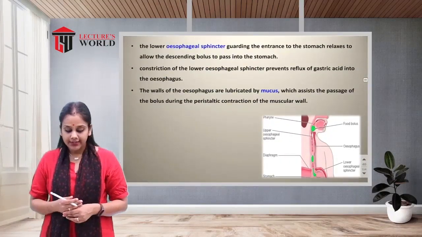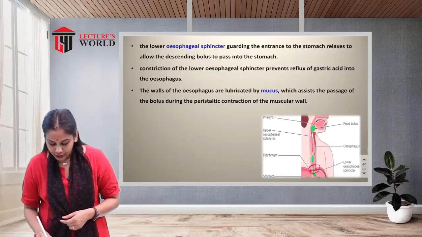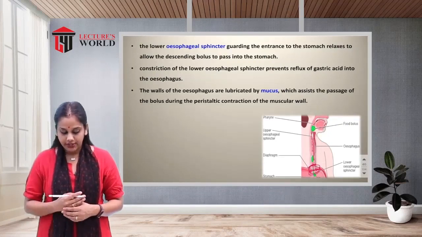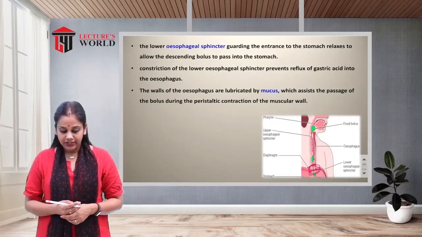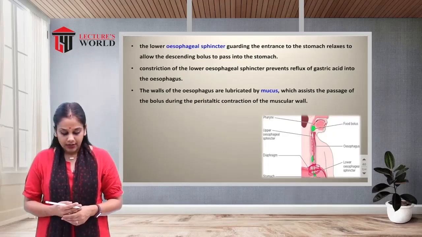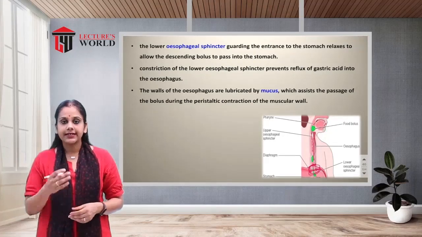The lower esophageal sphincter. See, this is the lower esophageal sphincter. This is the valve between the esophagus and the stomach. This is the sphincter. The lower esophageal sphincter guards the entrance to the stomach and relaxes to allow the descending bolus to pass into the stomach. Means what? The esophageal sphincter is the guard.